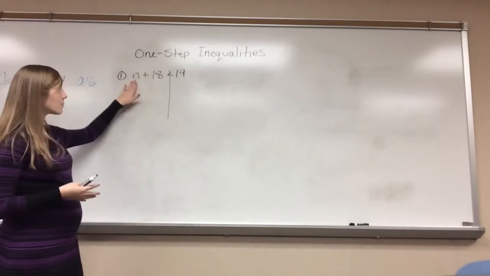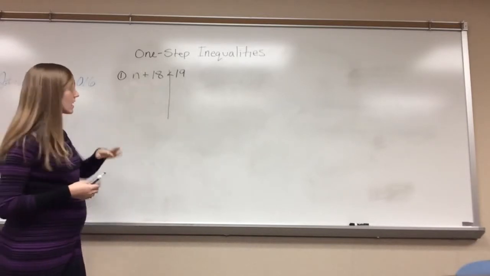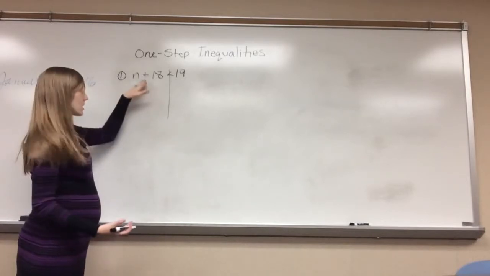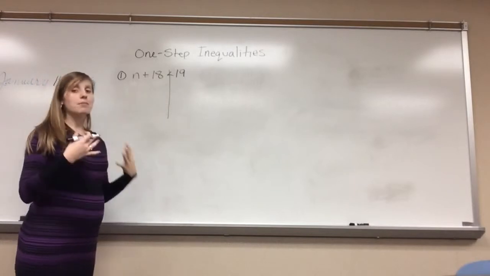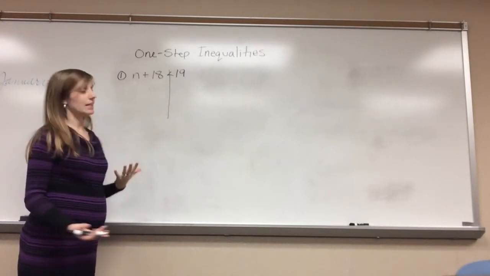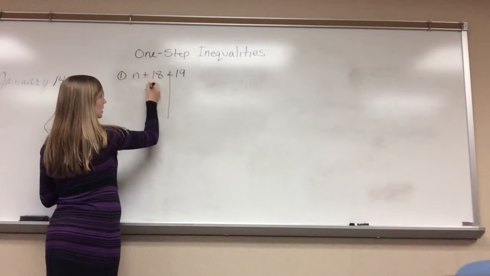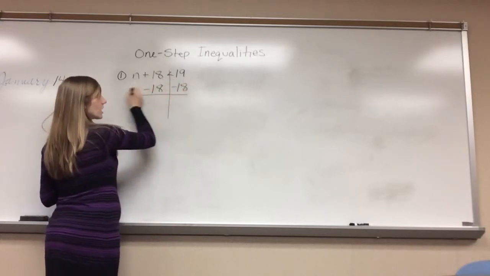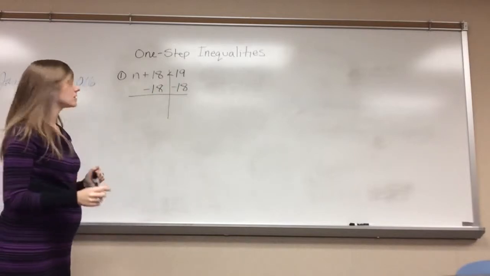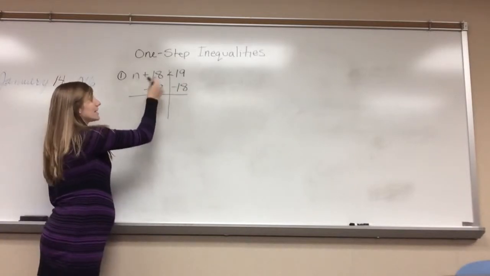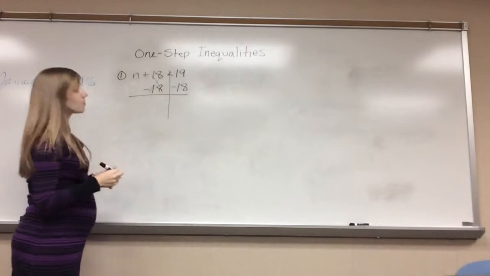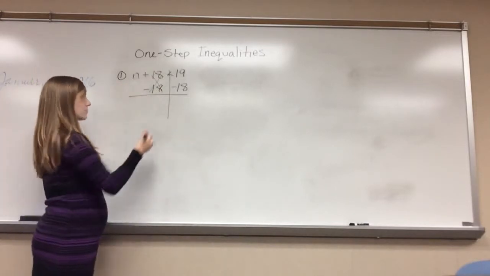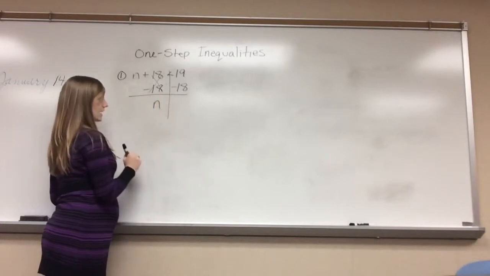So n is not by itself, there is 18 with it. To get rid of that 18, I need to do the opposite. Well, this is a plus 18, so the opposite operation would be to subtract 18 from both sides. Please make sure whatever you do to one side, you do to the other. That rule still applies. Now, 18 minus 18 is 0. So my 18s cancel out. They're gone, which is exactly what I wanted because I want n by itself. So I bring the n down.